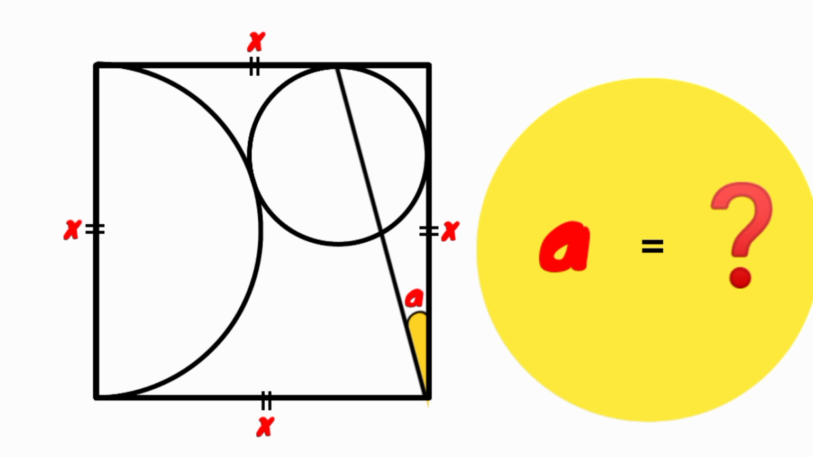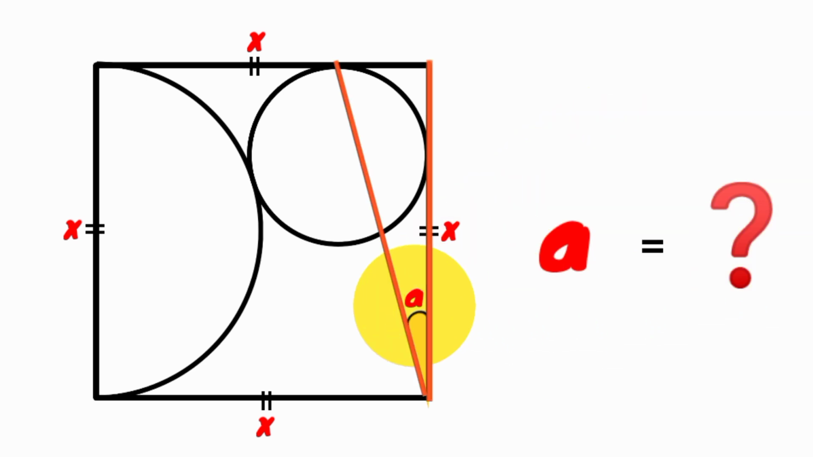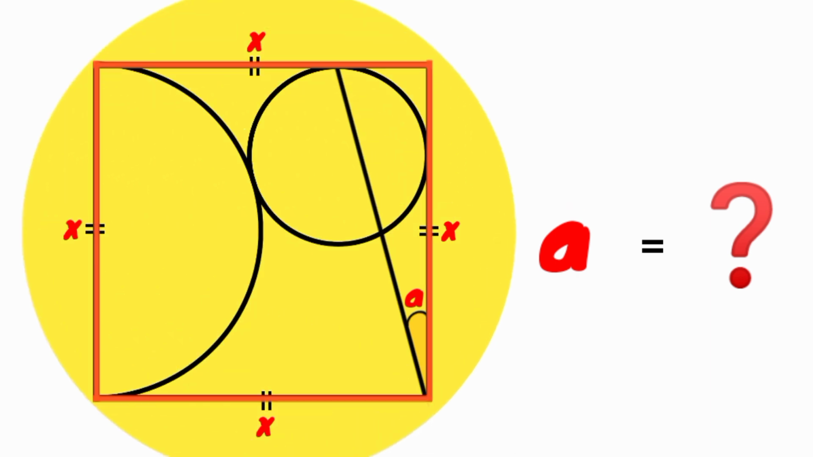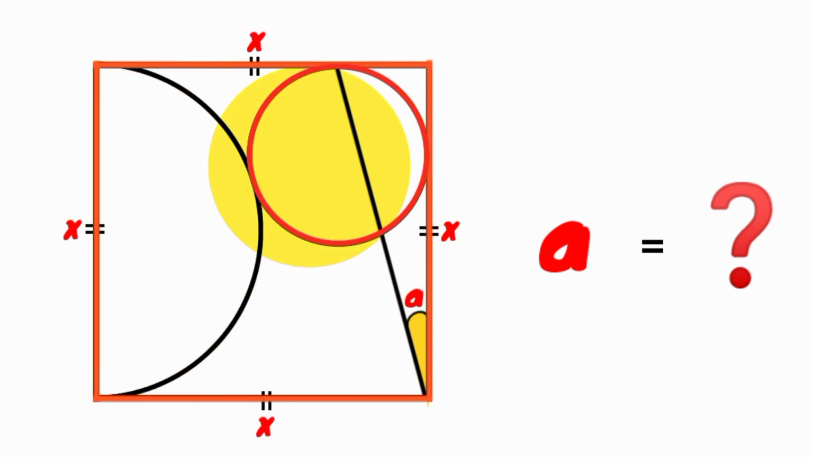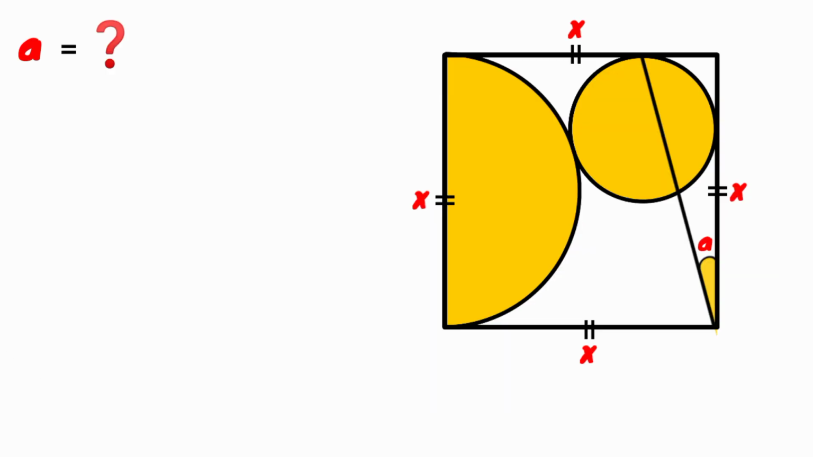We are asked to calculate the size of this angle A. This is a square-shaped quadrilateral. We have a circle and a semicircle in it. So how can we solve this? How can we calculate the size of this angle A? It is very simple.